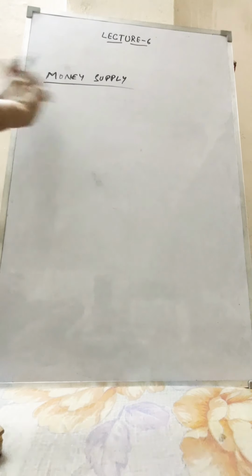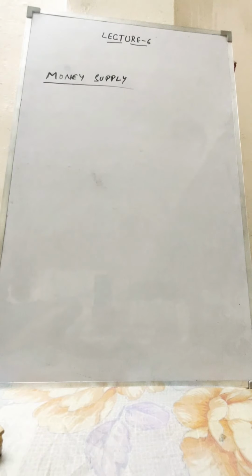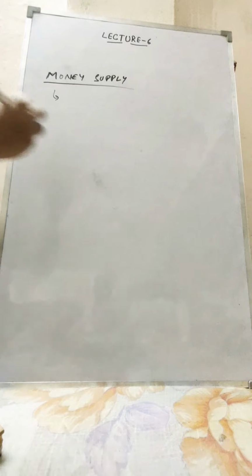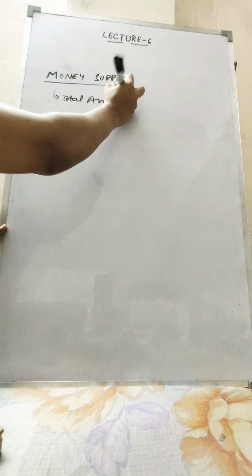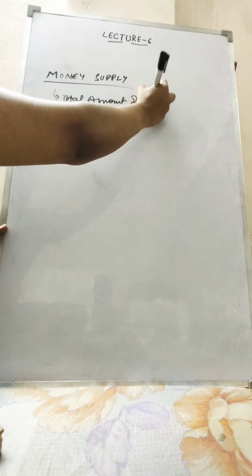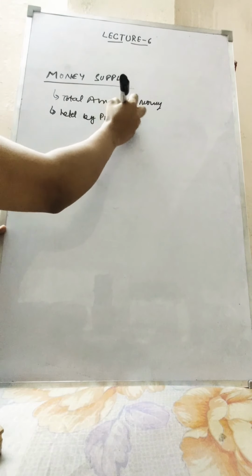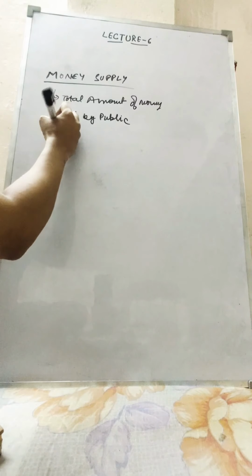Now coming up with money supply. What does actually money supply mean? Money supply is basically the quantity of currency, or we can say the total amount of money that is held by public at a particular period of time. So we can write here, the main points are: total amount of money, held by public, at a particular period of time.